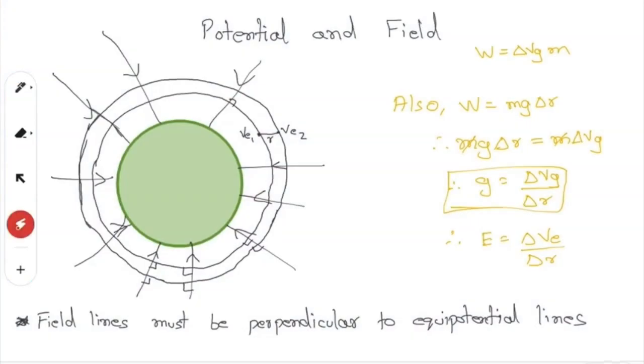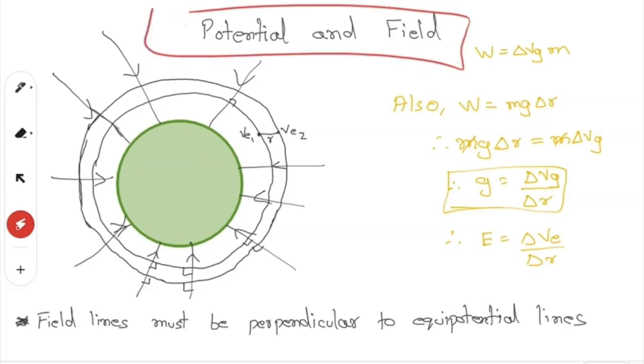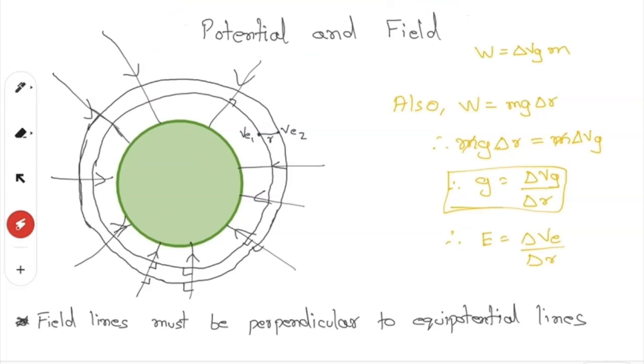Okay, so now that we've looked at what equipotential surfaces are, let's really figure out what the connection between potential and fields is. So for this section, I'm going to refer to only gravitational potential, and then we'll also relate it later to electric potential. So we know that work done is equal to change in Vg times the mass. But we also know that work done is equal to force times displacement.